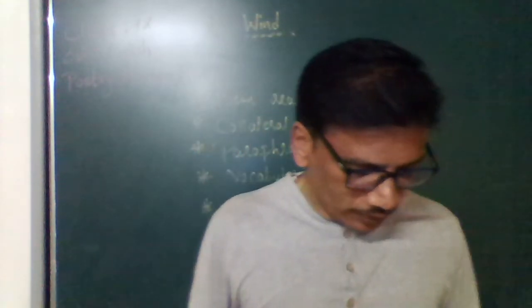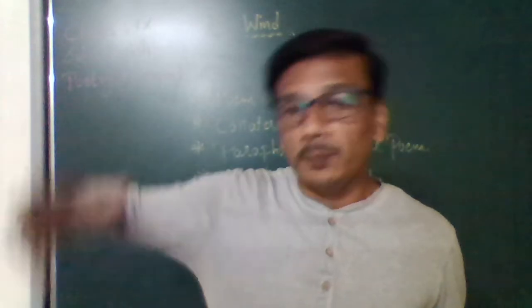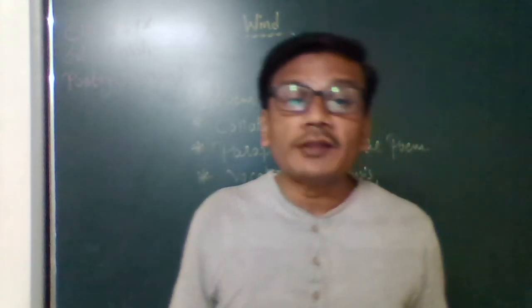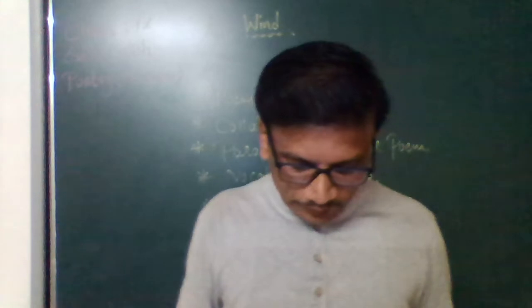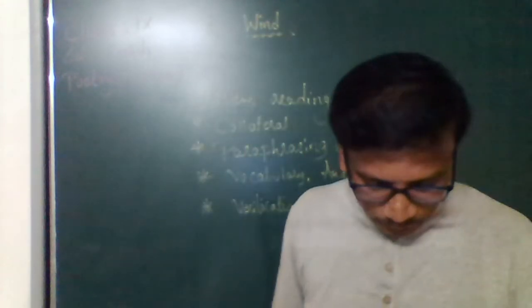Then rafters, the beams, the poles of the roofs. Winnowing, separating by throwing them. Then crushes, breaks under the feet. These are the word meanings of the second paragraph. Let's see what the question says.